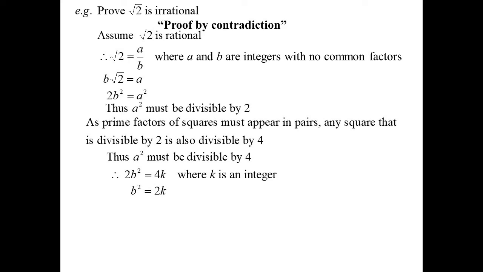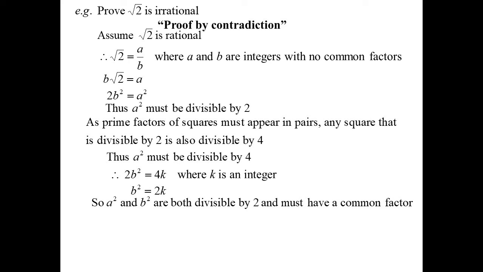But hang on, a squared is equal to 2 times an integer. Well, that means a squared and b squared have a common factor. Well, that contradicts what I started off with. We said a and b have no common factors, but now I'm saying they have a common factor. Well, that's no good. There's my contradiction, so therefore my assumption must have been incorrect.